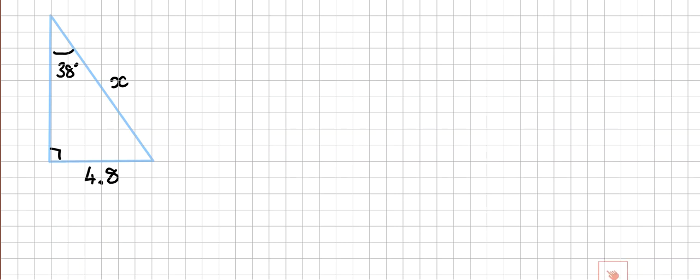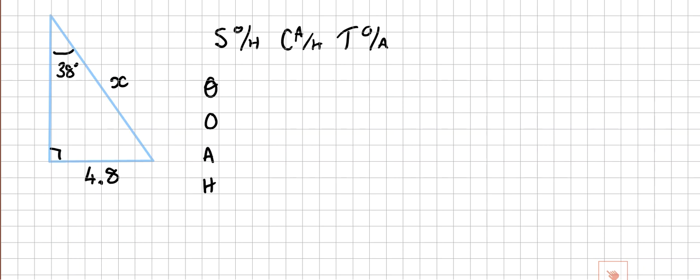Good to see you're writing out your SOHCAHTOA: theta, opposite, adjacent, hypotenuse. This is the hypotenuse. This side is the opposite. This side is the adjacent. So theta is 38. The opposite is 4.8. The adjacent is don't care. And the hypotenuse is x. So anything with an a in it goes.